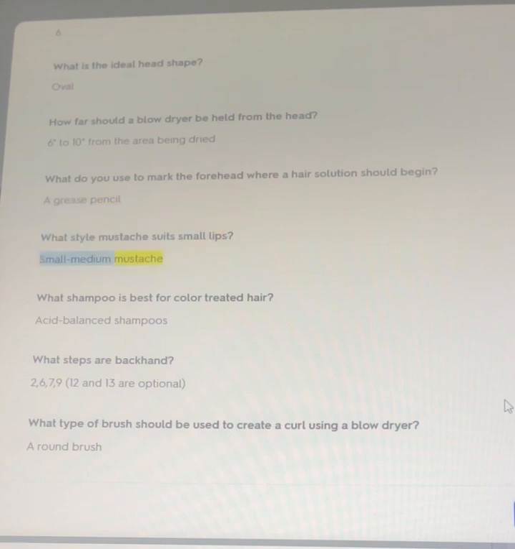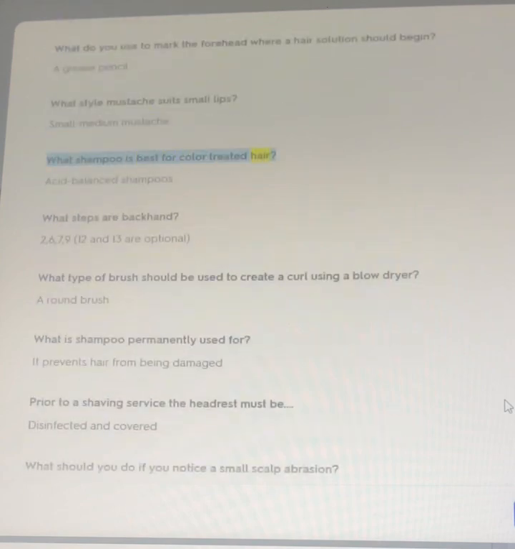Small to medium mustache. What shampoo is best for color treated hair? Acid balanced shampoos. What steps are backhand? 2, 6, 7, 9, 12, and 13 are optional. What type of brush should be used to create a curl using a blow dryer? A round brush. What is shampoo permanently used for?